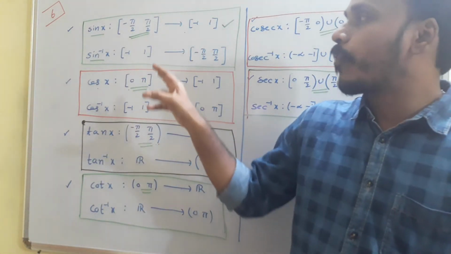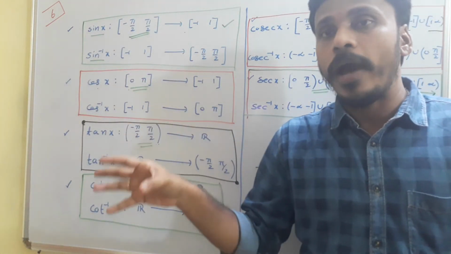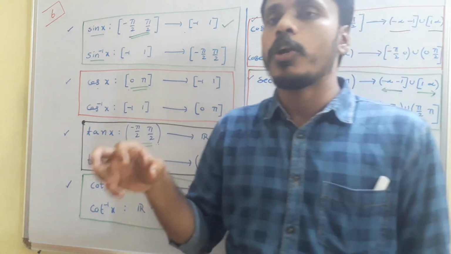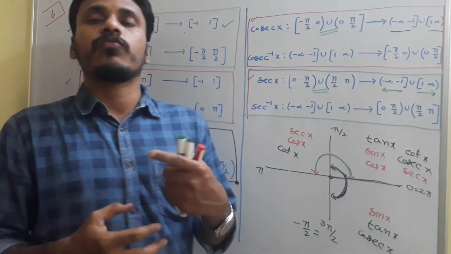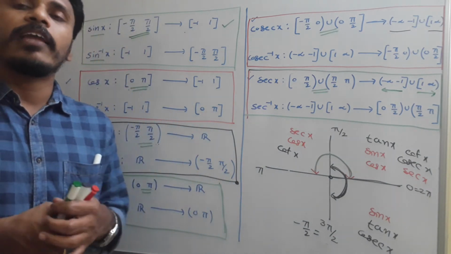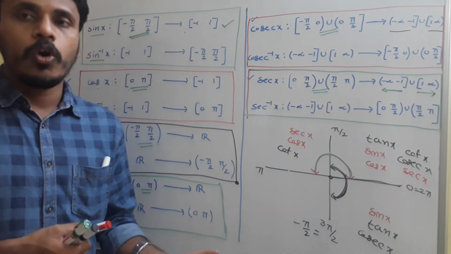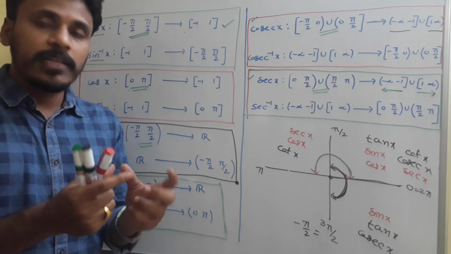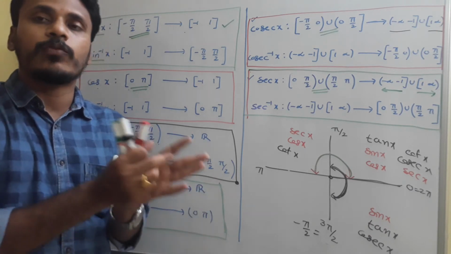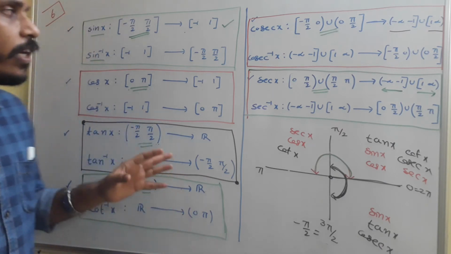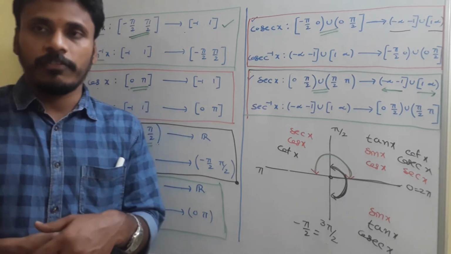And these domains of trigonometric functions we need to accept as the standard fundamental domains. With those domains only, the trigonometric functions will become bijective, and the inverses also will become bijective. To ensure the bijectiveness of the inverse trigonometric functions as well as the trigonometric functions, we need to accept the domains and ranges in this way.